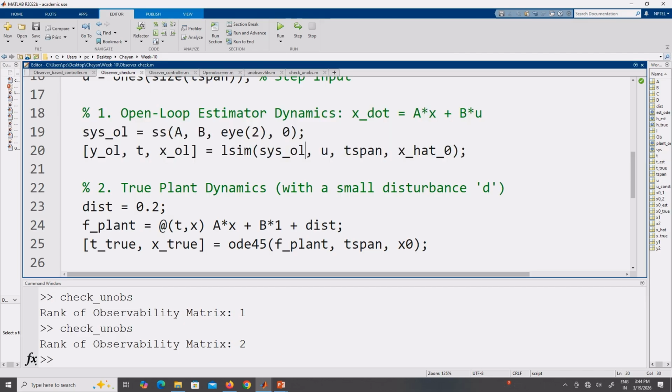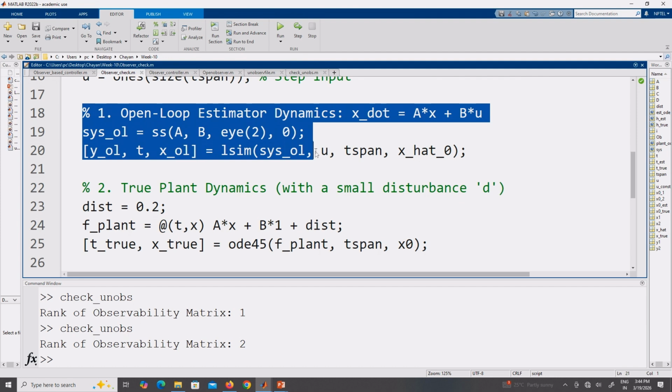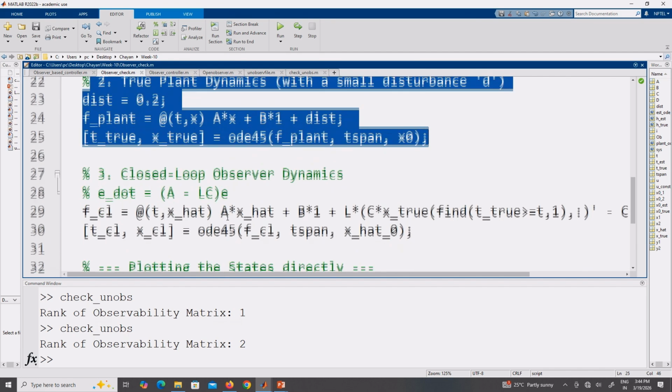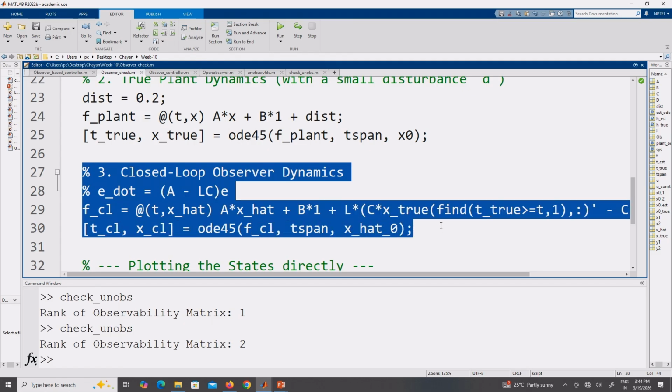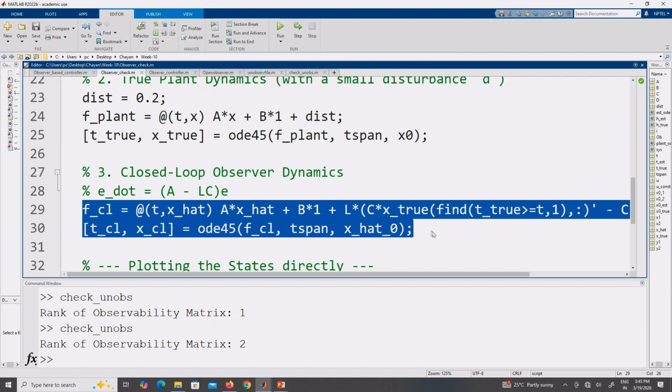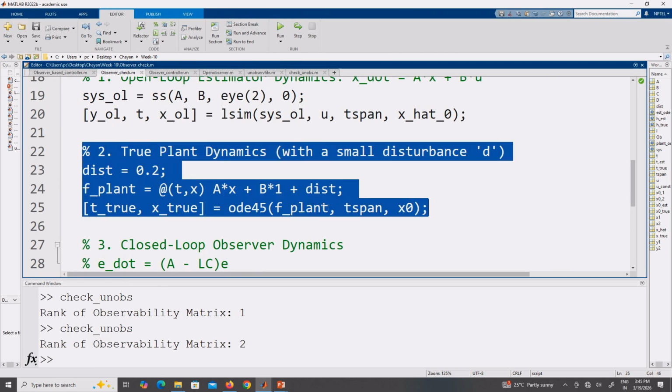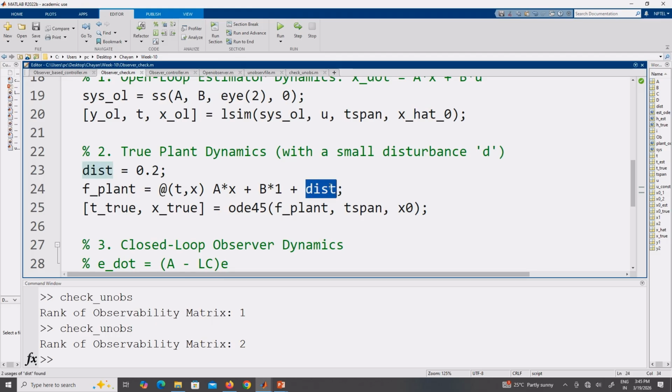This is the estimator that we had talked about at the beginning, which had problems because it did not have feedback, and the second one is the estimator, and the third one here is the Luenberger observer that we have designed. See, I have implemented the Luenberger observer here, and this part is the true plant, the actual plant with a disturbance. Remember, in the open loop case, this disturbance was creating a problem, right?